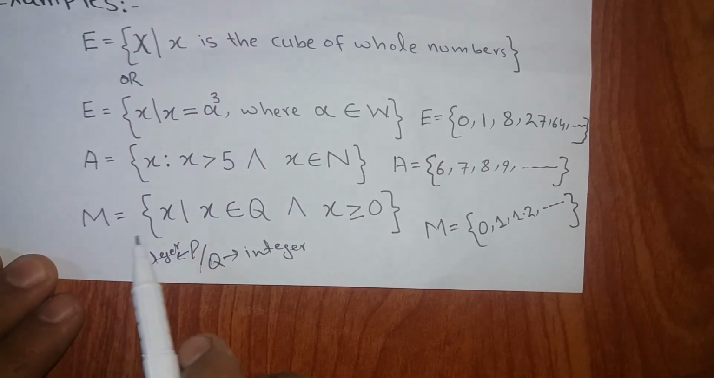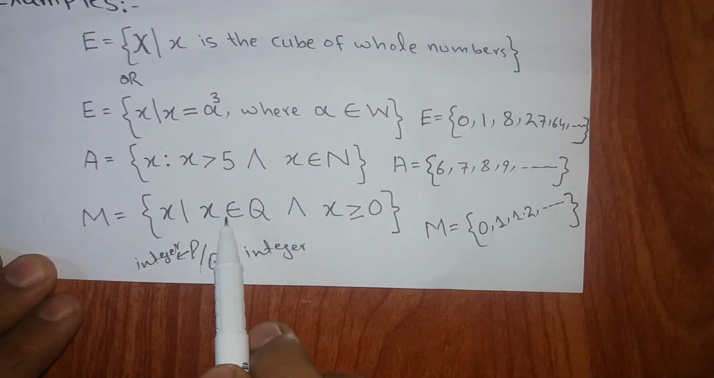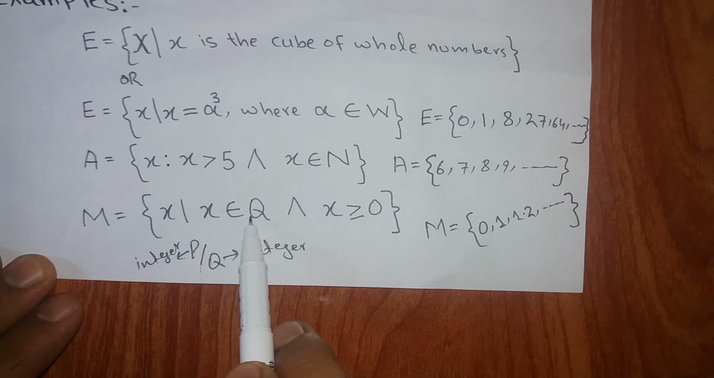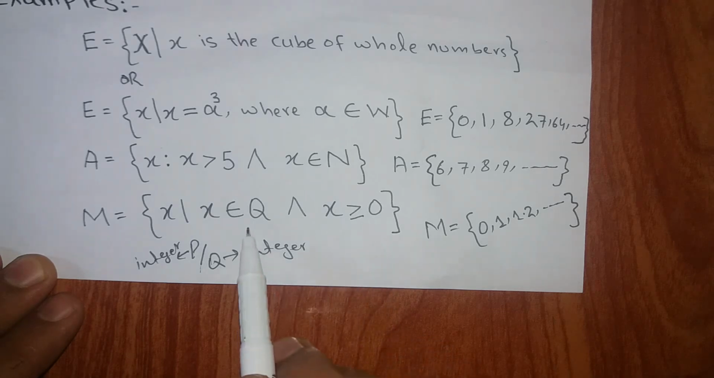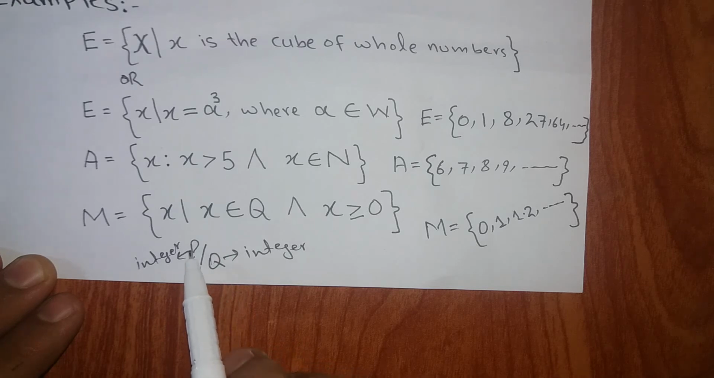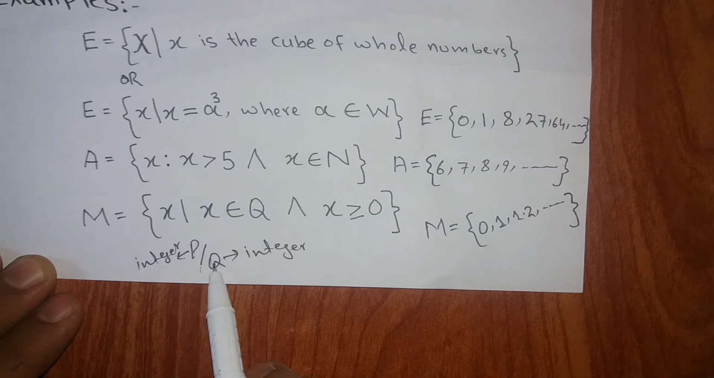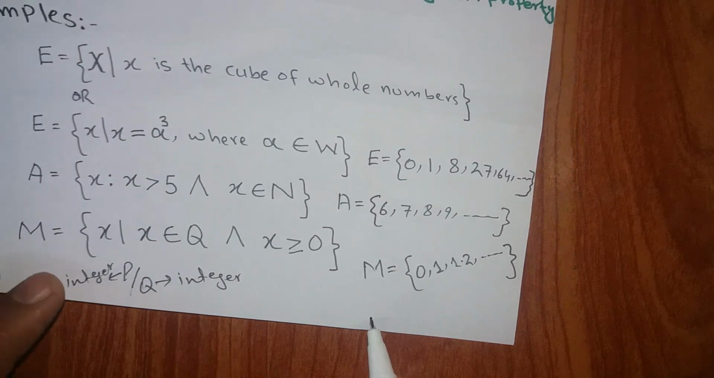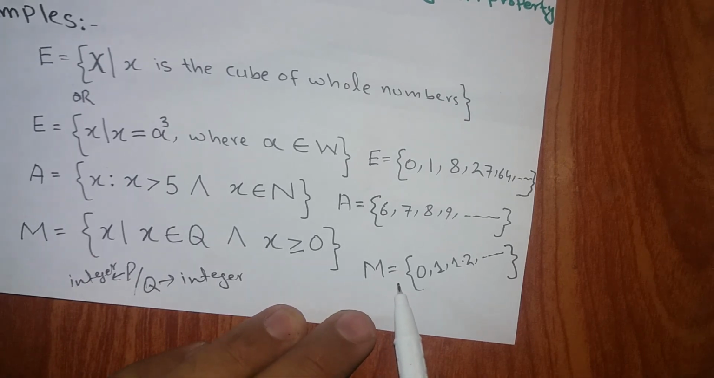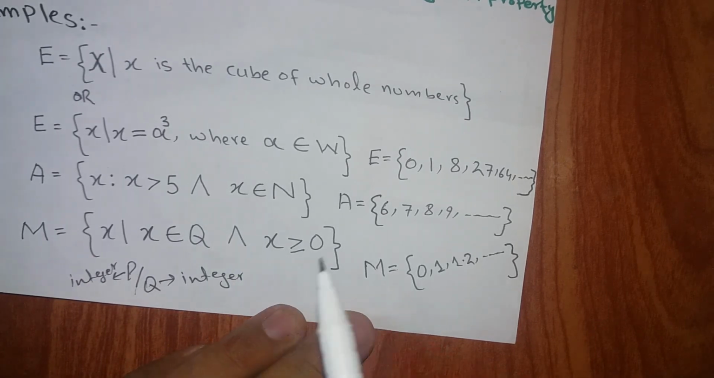And here is my last example. X such that X belongs to Q. Q means rational numbers, and X should be greater than or equal to 0. What is a rational number? A rational number is a number that can be written in the form of P over Q. P and Q are both integers, and Q should not be equal to 0. If it is equal to 0, then it would not be a number. It would be undefined.